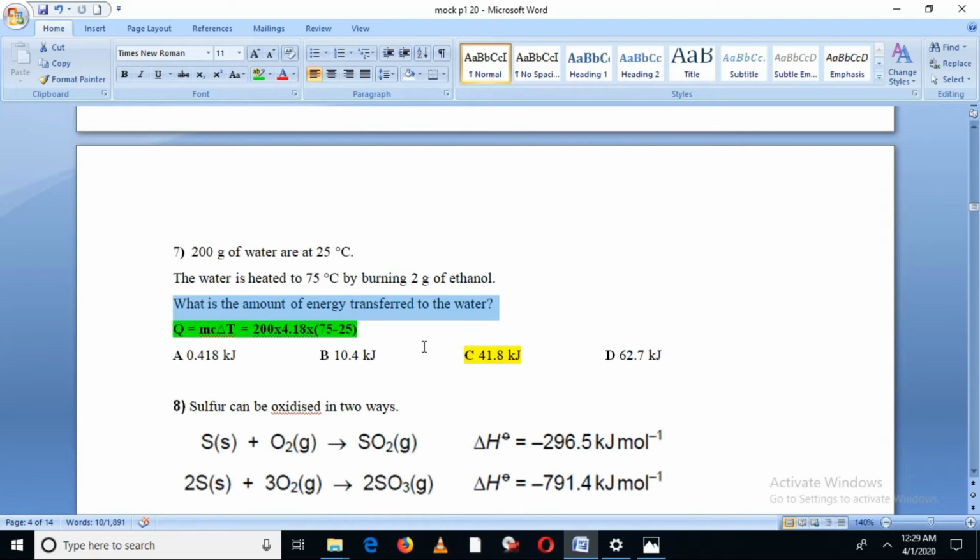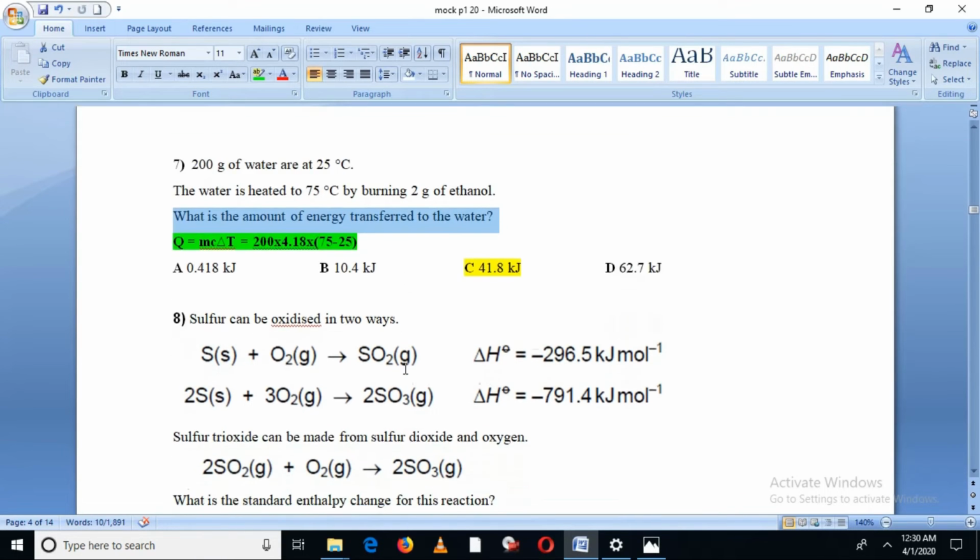So that was a simple MCQ. As the temperature has risen from 25 degrees Celsius to 75 degrees Celsius, the formula is Q = mcΔT. Putting in the values, the mass of the water is used as the mass in the formula, c is the specific heat capacity of water, and the change in temperature is 75 minus 25. The overall answer comes out to be 41.8 kilojoules, if you convert it into kilojoules by dividing by 1000.